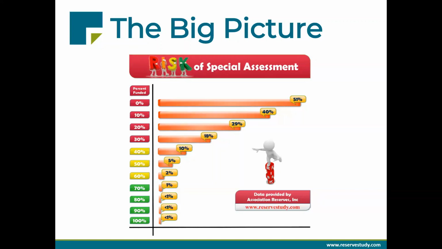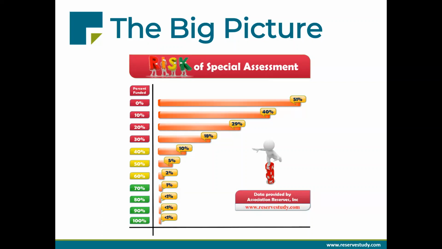What we did here is we looked at a data set of thousands of associations, and we measured two different variables. First of all, what was their percent funded level? And then secondly, yes or no, did we need to include any special assessments in their funding plans? Okay. Now the results were pretty obvious and consistent with what we had thought they might be.